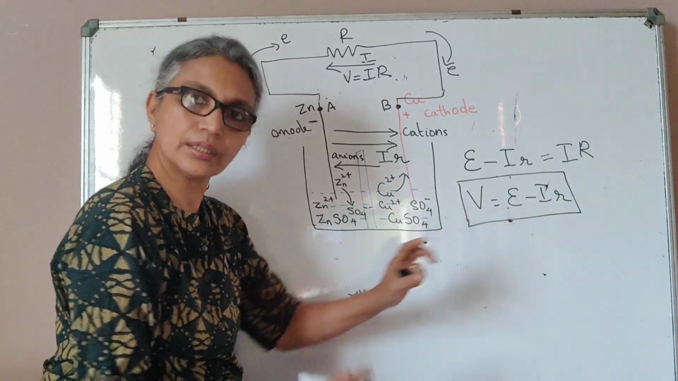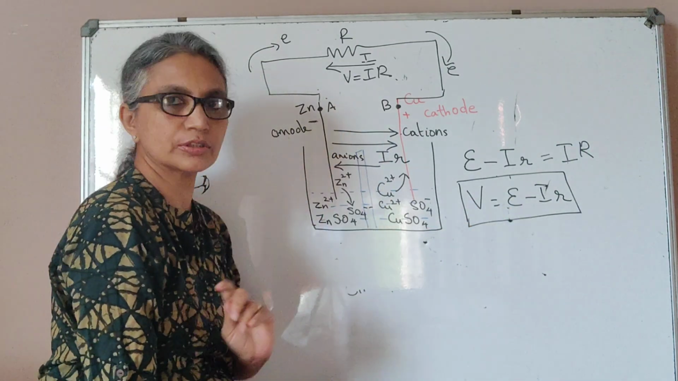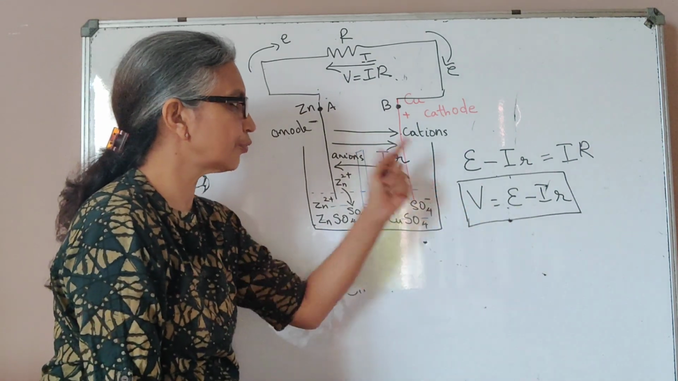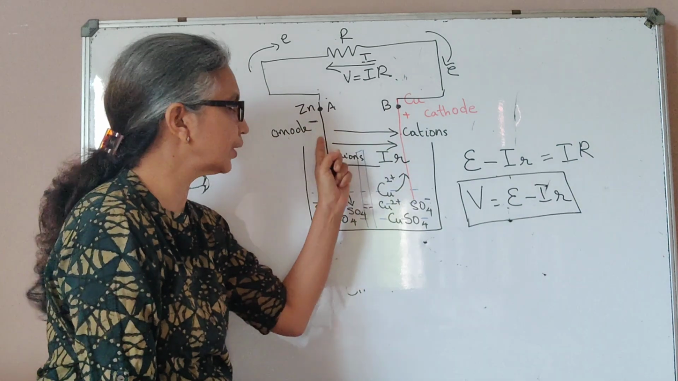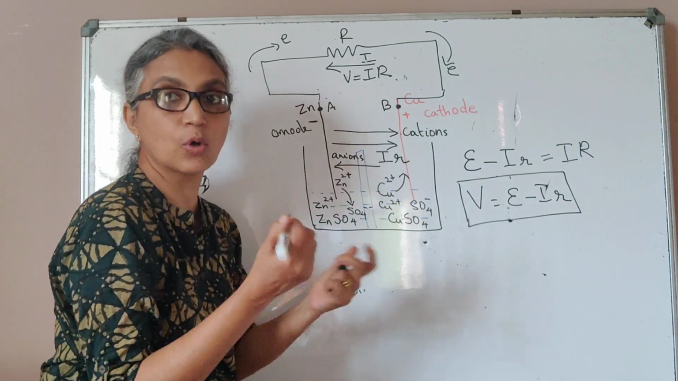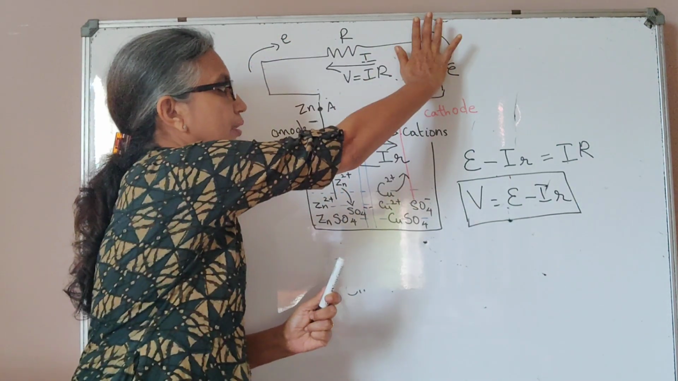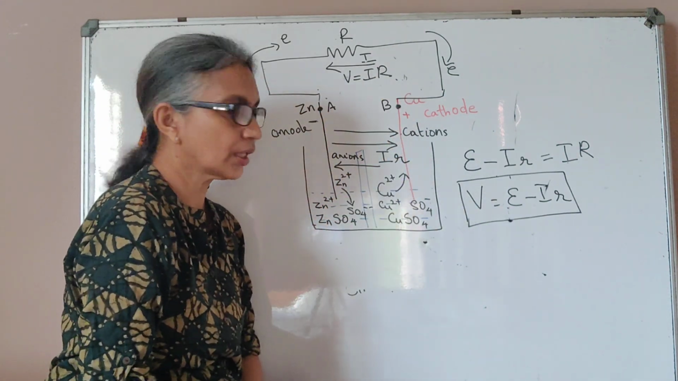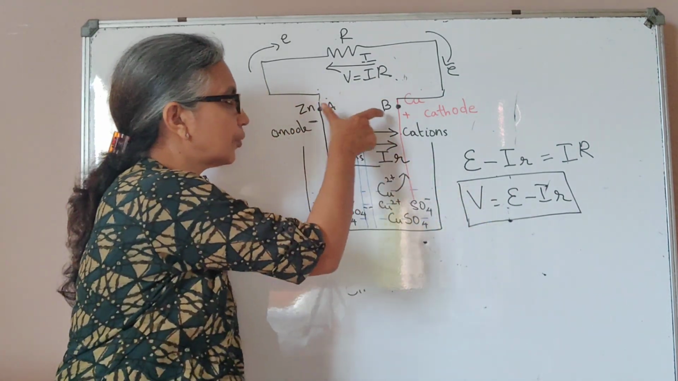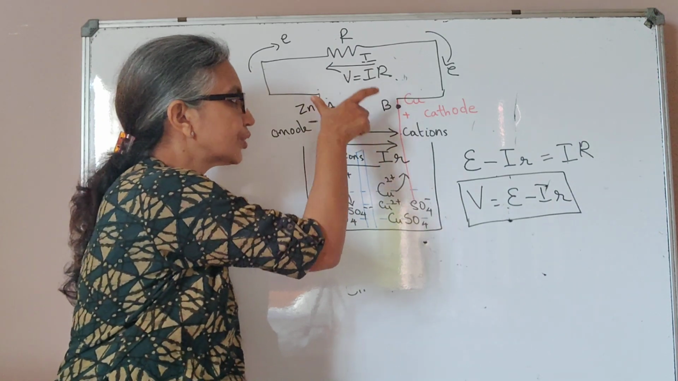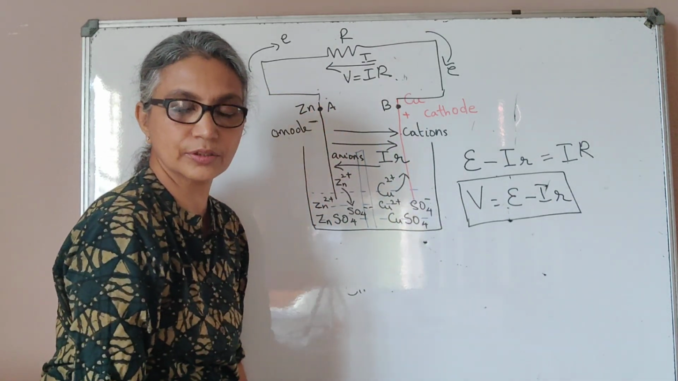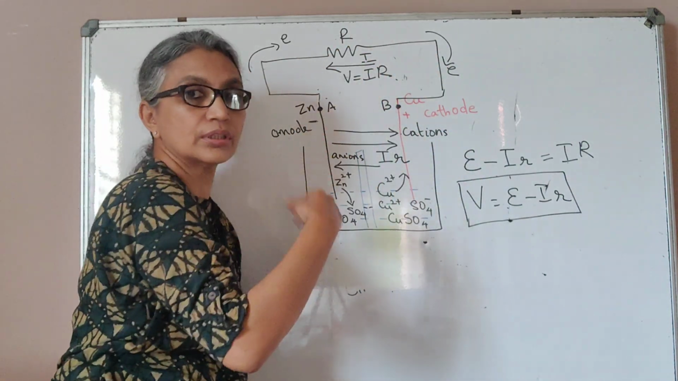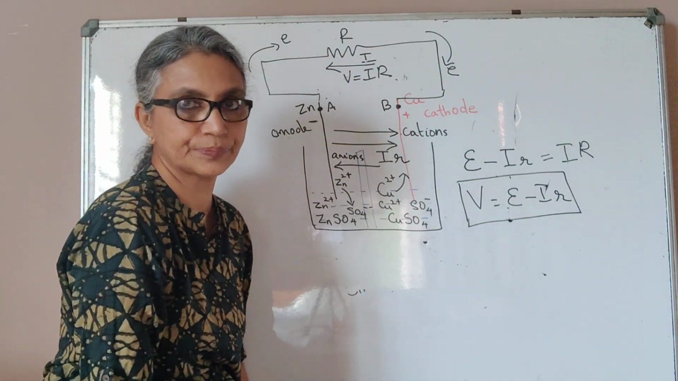Now both V and E are potential differences between the terminals of the cell. They are the same quantity, except this EMF is the potential difference between the terminals when it is an open circuit. That is, you have not connected anything. It is open circuit. There is no current through the cell. And V is the terminal voltage, which is the potential difference between the terminals of the cell when you have connected it into an external circuit, that is, it is in closed circuit.